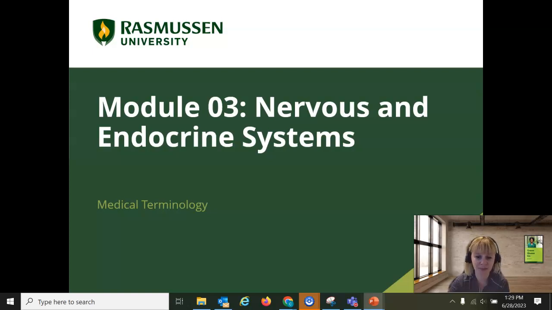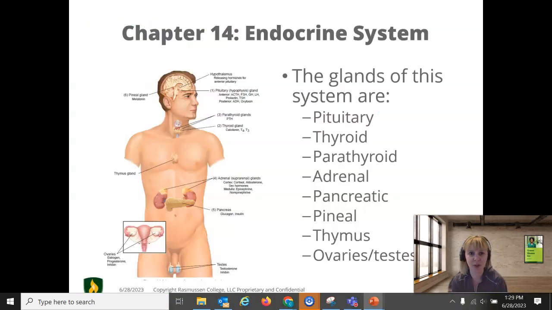Let's get into it. We're going to start with Chapter 14, which is the endocrine system. The primary function of your endocrine system is to produce specialized chemicals called hormones. These hormones are secreted into the bloodstream and travel to specific tissue or organs of the body. The endocrine system also maintains an internal state of equilibrium or homeostasis.